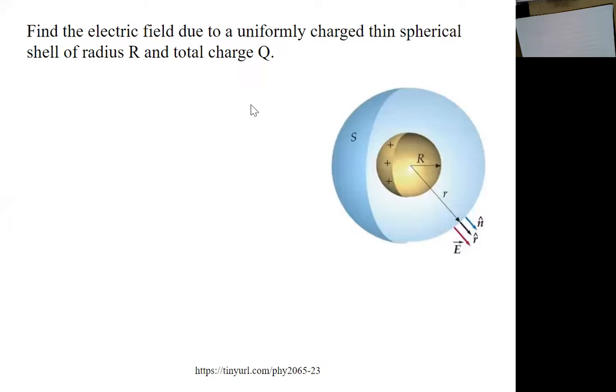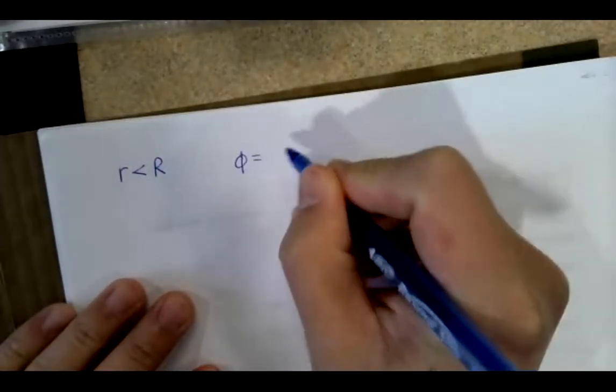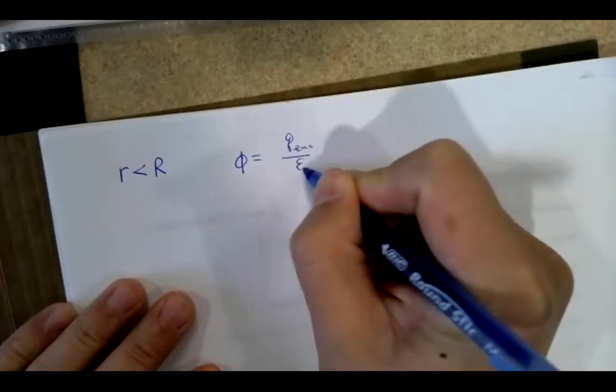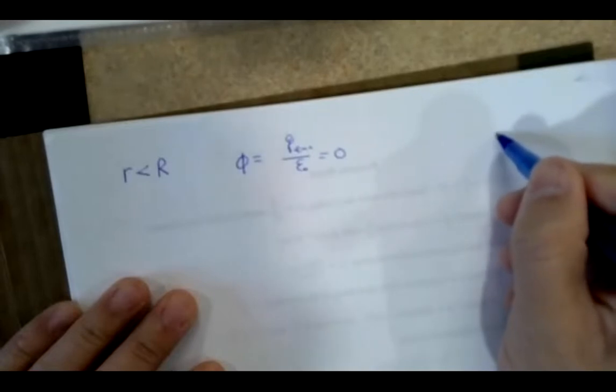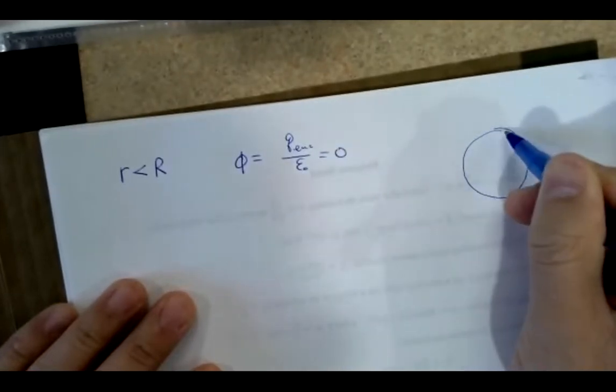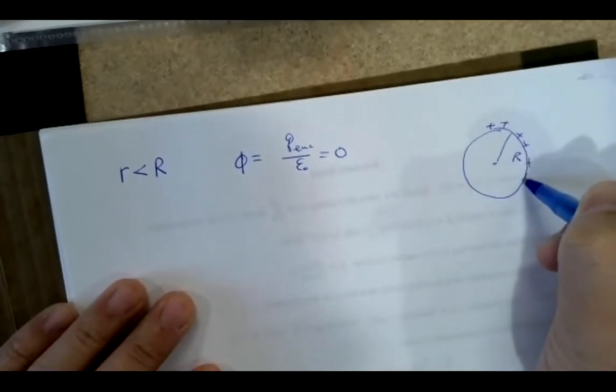So we can see that inside the shell, if you are a distance r away from the center of the shell, you should have zero flux. So in the region of r less than the radius of the shell, the flux, according to Gauss's law, should be equal to 0. Then you can draw a Gaussian surface inside the shell. The shell has radius r, and the charge is on the surface of the shell.